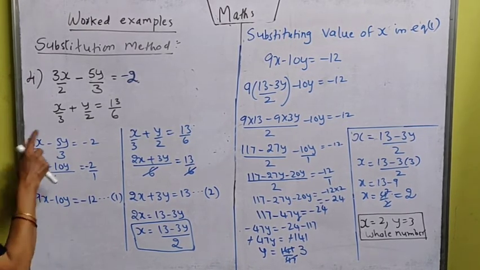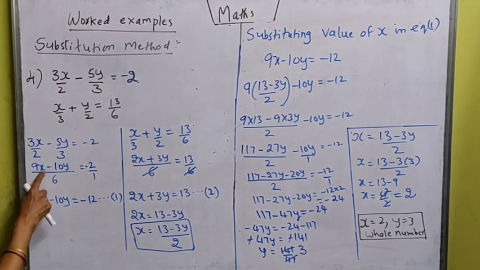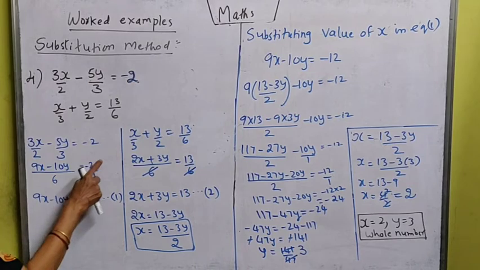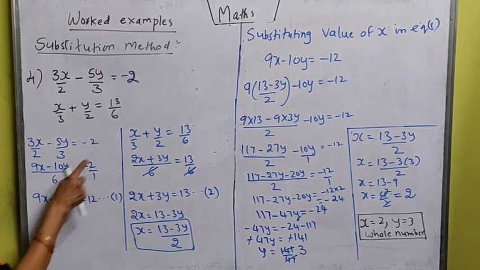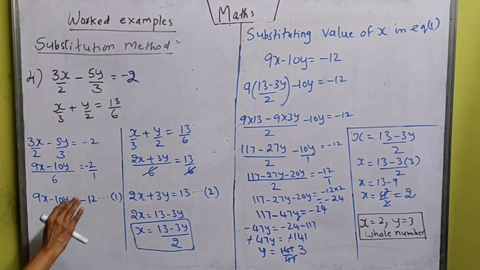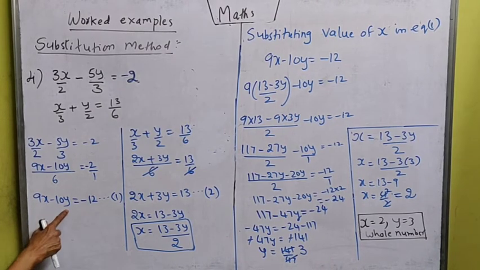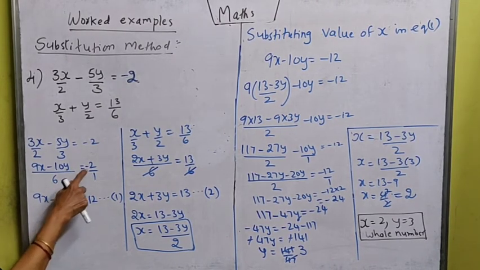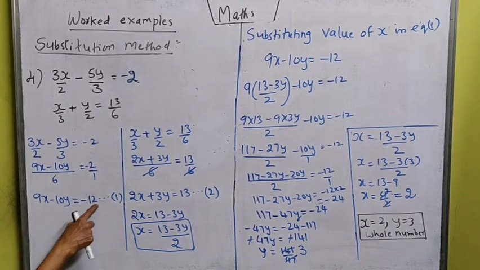2 3s are 6, so 3 3s are 9. Minus 5 by 3 into 6, 5 2s are 10. So 9x minus 10y by 6 is equal to minus 2 by 1. Here what you are going to do? Cross multiply. When you do cross multiplication, keep in mind a variable should come on the left hand side and the constant should go on the right hand side. Anything multiplied by 1 is the same number. 9x minus 10y is equal to 6 into minus 2, so 6 2s are 12, minus 12.